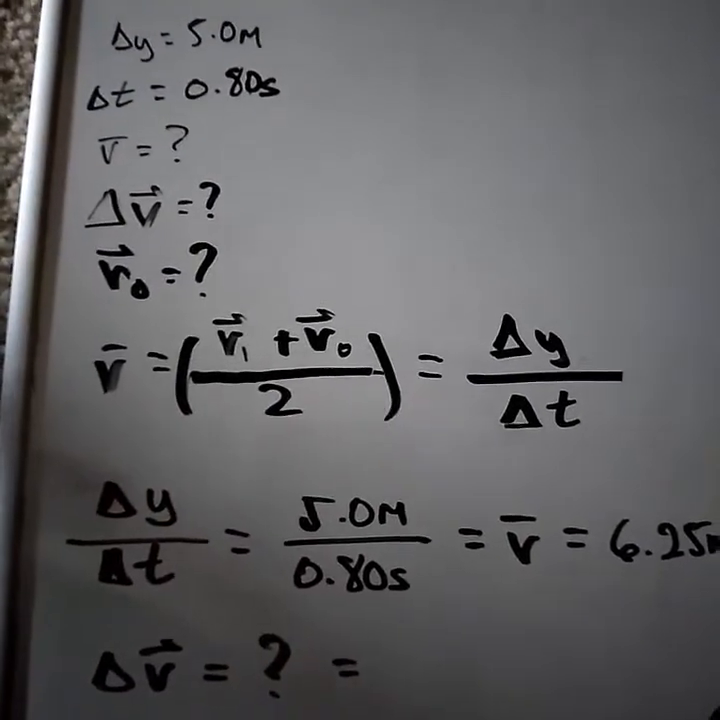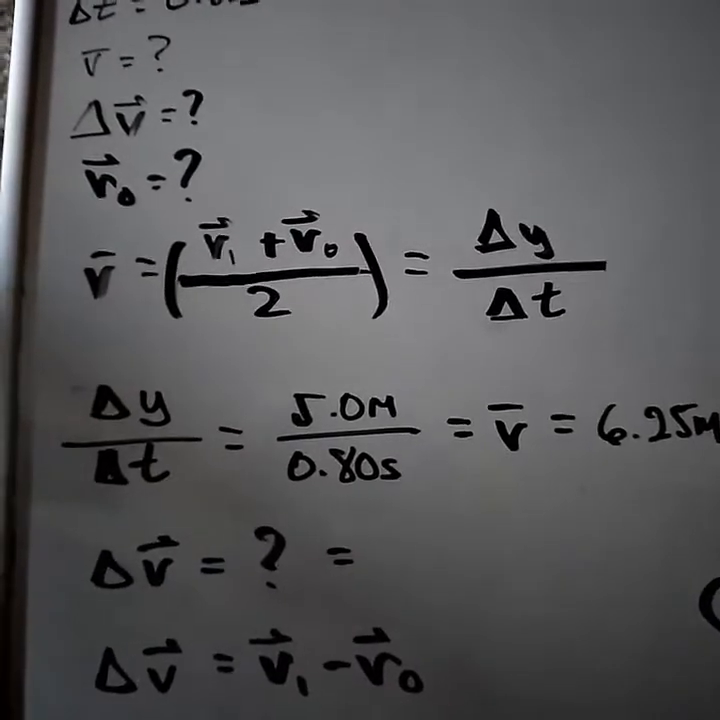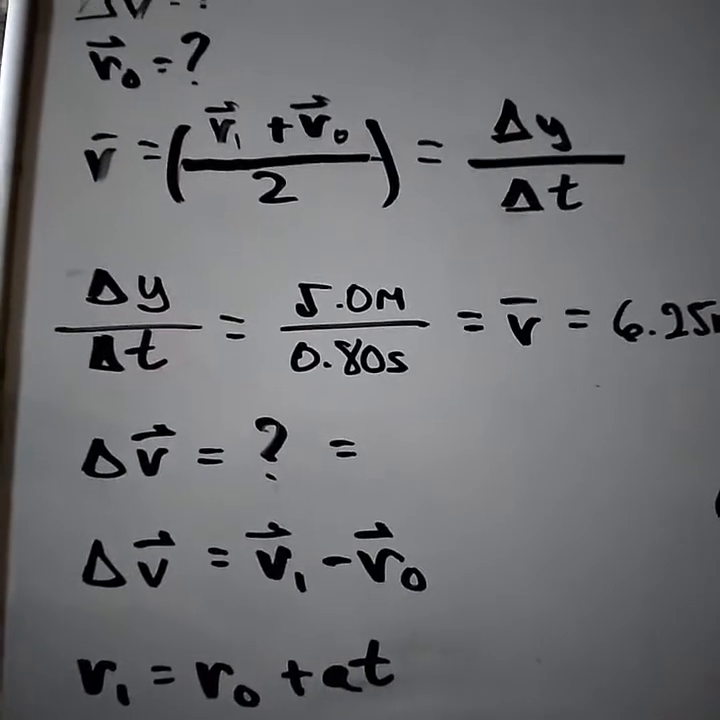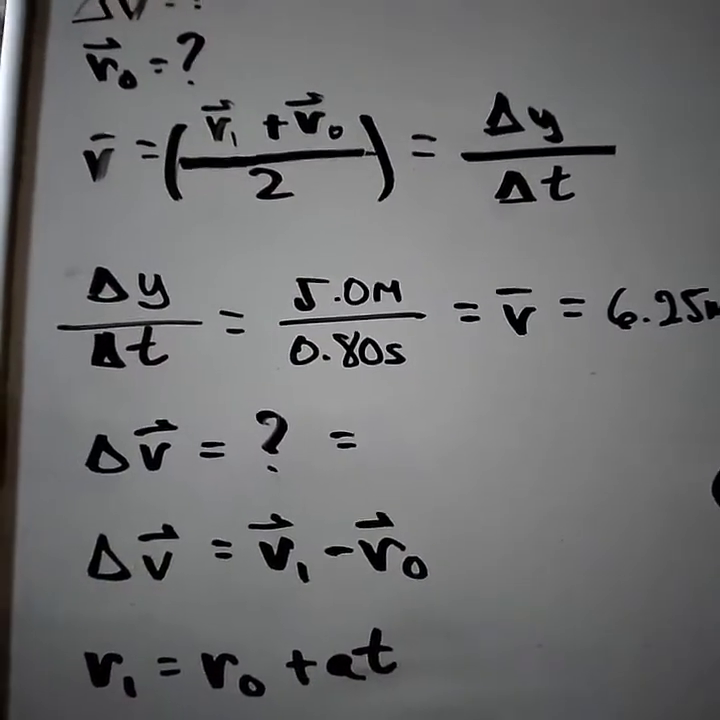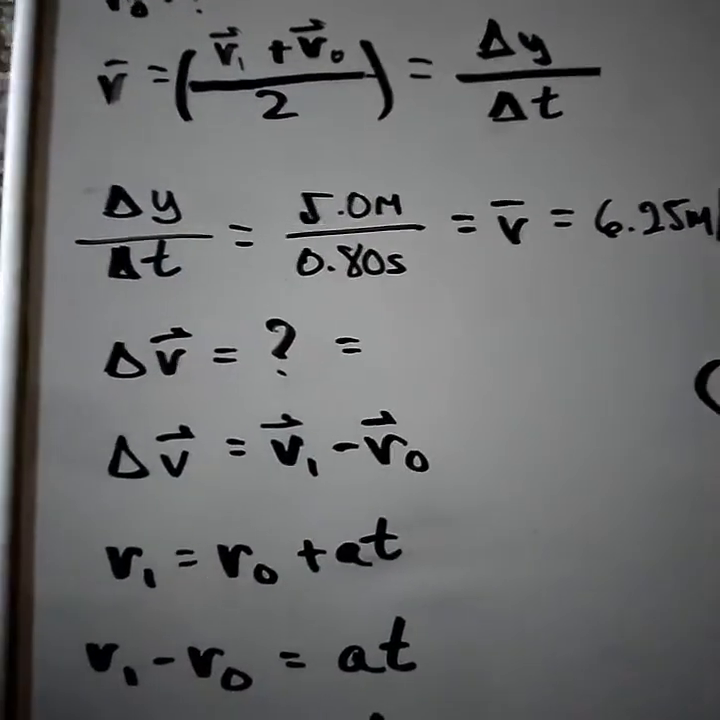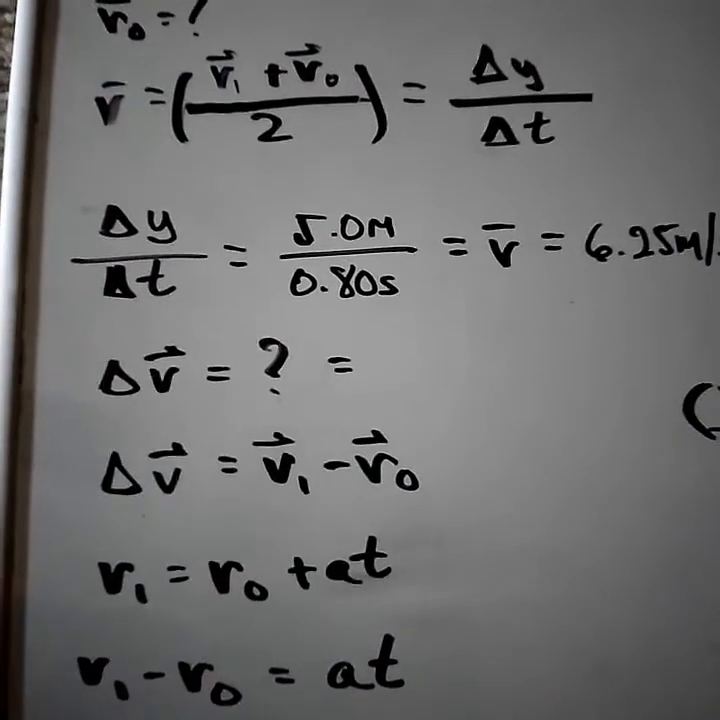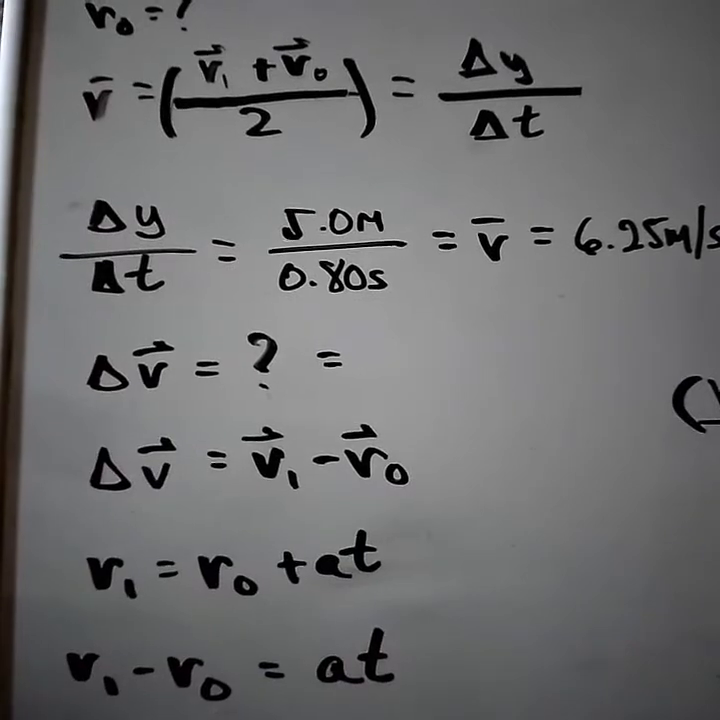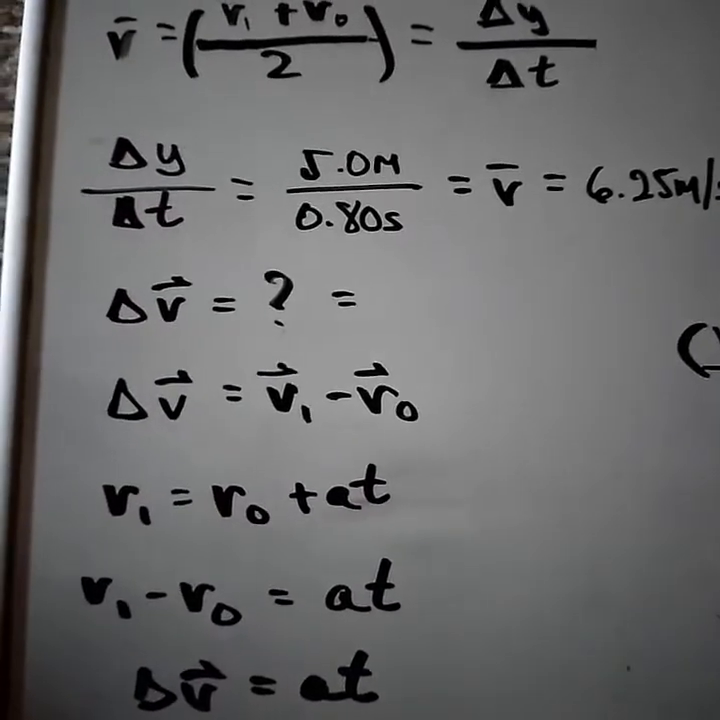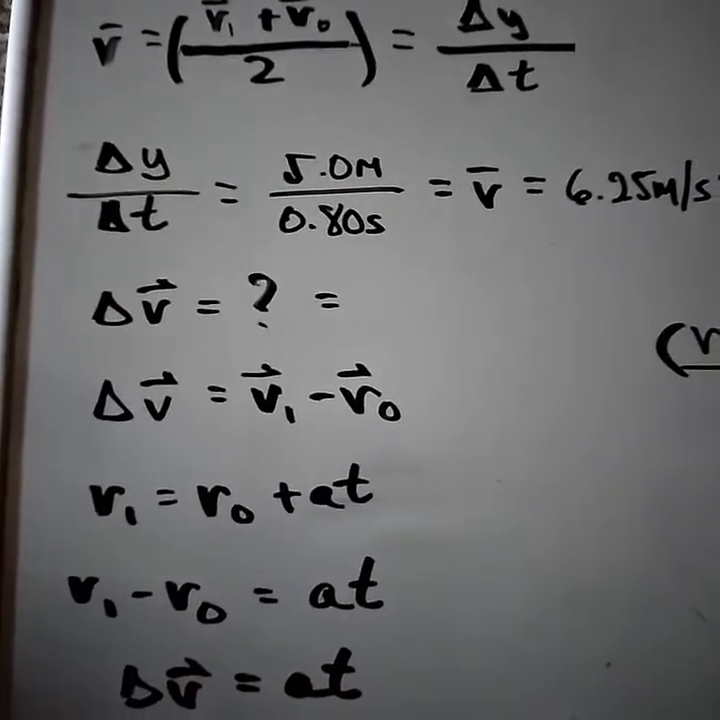Now it wants to know our change in velocity. Okay? So change in velocity is equal to final velocity minus initial velocity. Now we have our final velocity equation, which is final velocity equal to initial plus AT, right? Reordering that to get V1 minus V0 is equal to AT. So remember, change in velocity is equal to V1 minus V0. So now we can write our change in velocity is equal to acceleration times time, and our acceleration is the acceleration due to gravity.